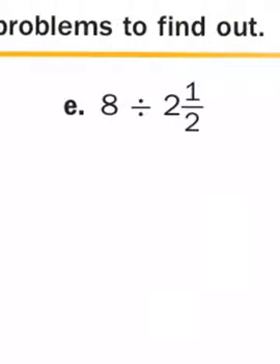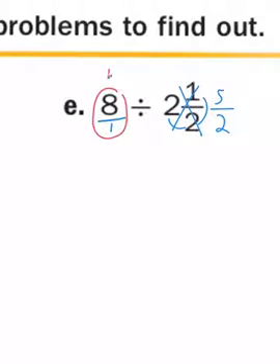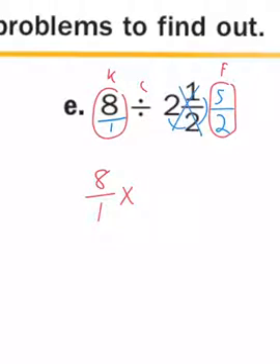All right, let's see how you did. So first, I'm going to make it 8 over 1. And 2.5, if I multiply, 2 times 2 is 4, plus 1 is 5. That becomes 5/2. So I'm going to do K, C, F. I'm going to keep it 8 over 1, change it to multiplication, and flip it to 2/5. Now there is no bow tie reducing in this one, so I get 16/5.